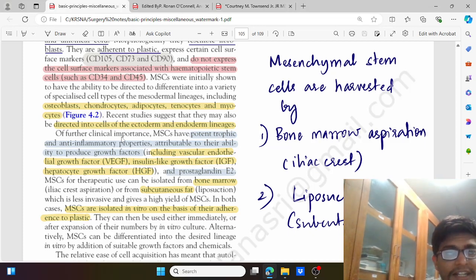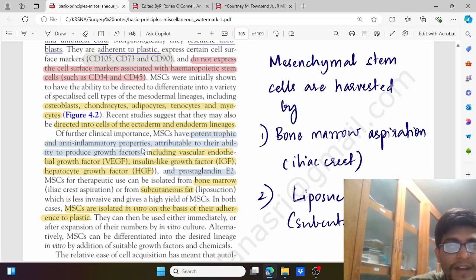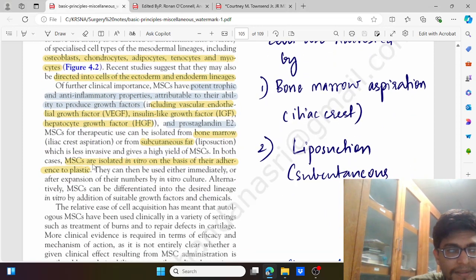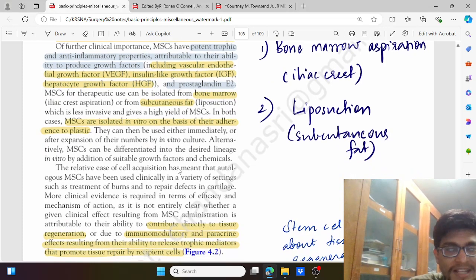They also have the ability to release anti-inflammatory factors and growth factors, like VEGF, that is vascular endothelial growth factor, insulin like growth factor, hepatocyte growth factor, and prostaglandin E2. And they are isolated in vitro on the basis of their ability to adhere to plastic.